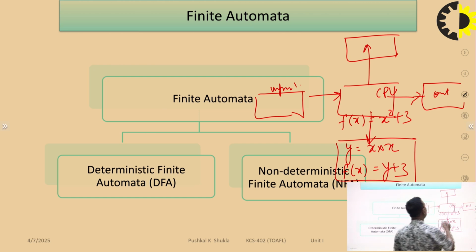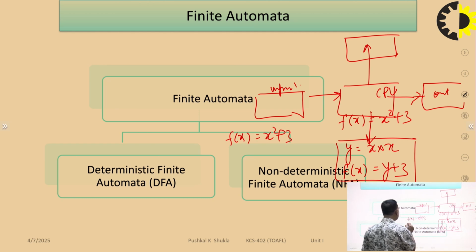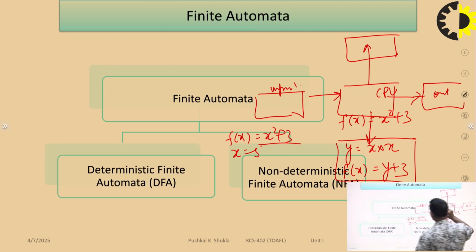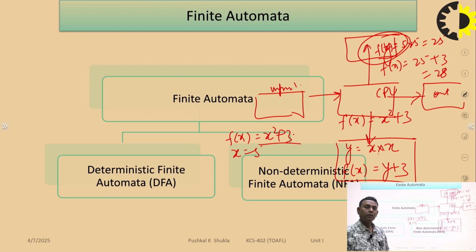So what does temporary memory do? Suppose we have to perform this function f(x) = x² + 3. Suppose x = 5 is passed. What does temporary memory do? The value is calculated in this temporary memory: f(x) = 5 × 5. So first y = 5 × 5, that is 25, and f(x) = 25 + 3, that is 28. This type of calculation is done in the temporary memory.